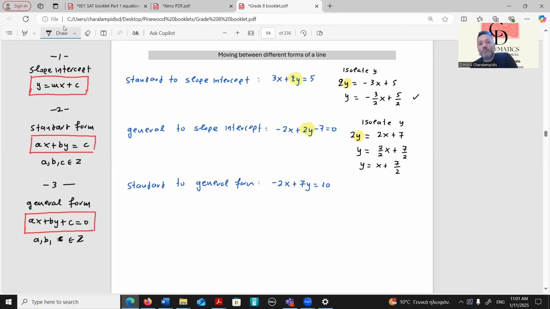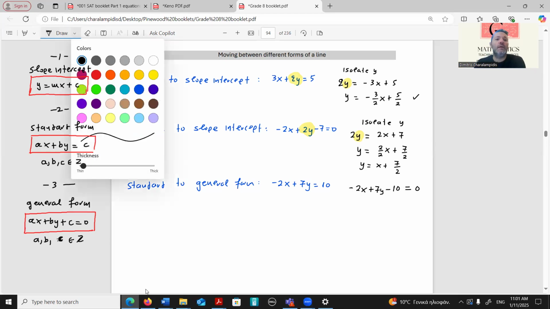So will this side be the left or will it be the right? It's up to me. It can be any of them. Okay, so in here, I'm going to bring everything on the left side. So negative 2x and 7y will remain, but then, since it will move from the right to the left, it will change its sign. So it's going to be minus 10 equals 0.